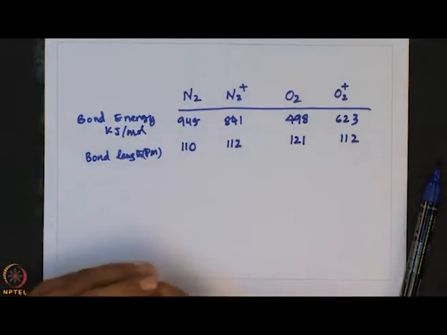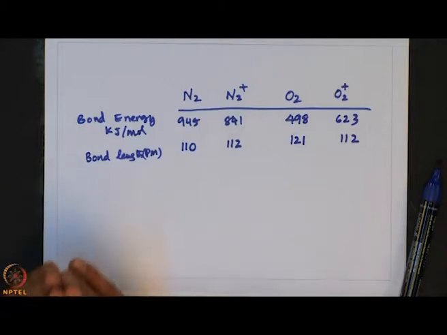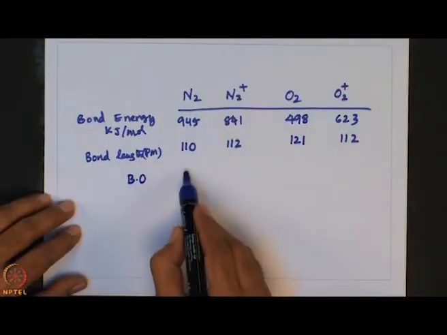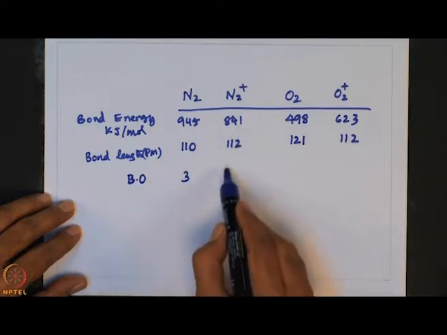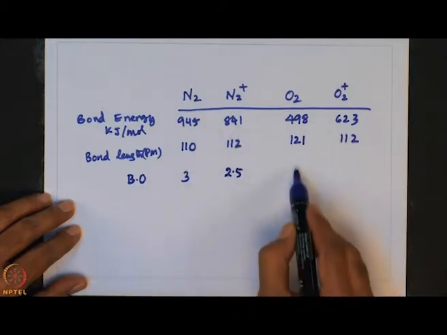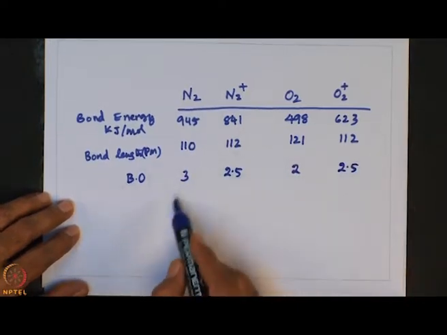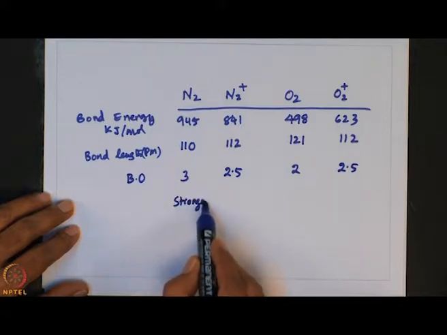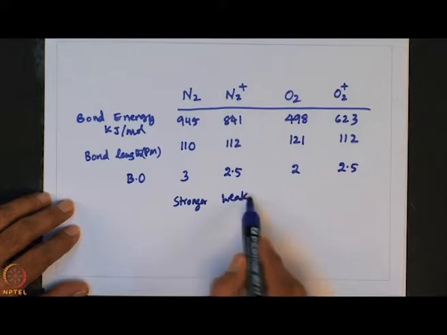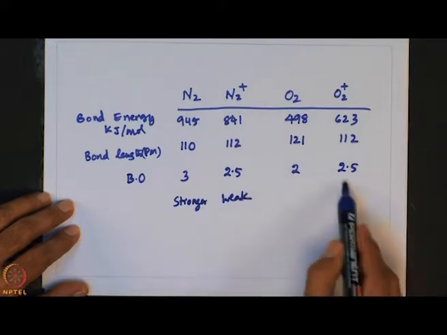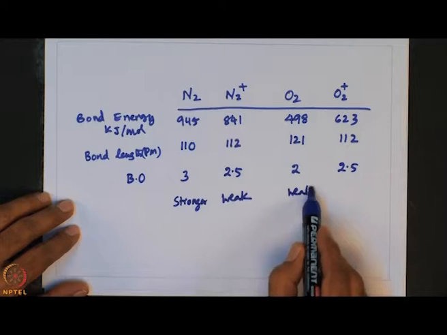So, now we have to explain. I already showed you the MO diagram for N2, N2 plus, O2 and O2 plus. In case of N2, bond order, let me write here bond order. In case of N2 it is 3, in case of this one it is 2.5, in case of this one it is 2, this one 2.5. That means here strong bond, 3 bonds are there, weak, and this is relatively, if I say this is weak, this is strong.